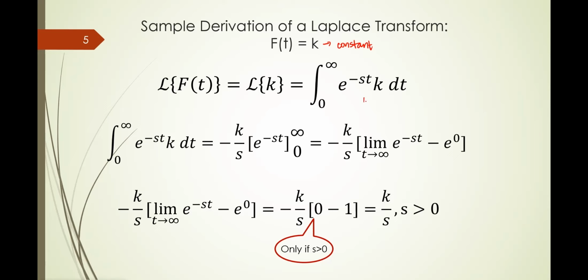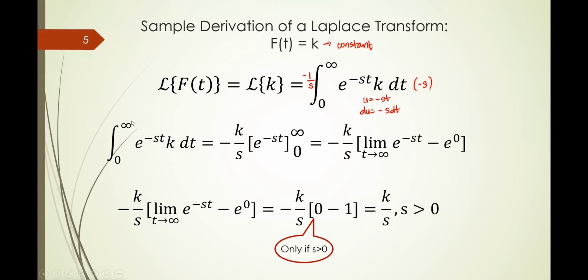So I can say that if u is equal to negative s times t, my du would be negative s dt. So that means I need a negative s, I need a 1 over s that is negative in here. So this is basic integration. So with that, you can also bring out the k. So you'll end up having negative k over s e to the negative st from 0 to infinity.